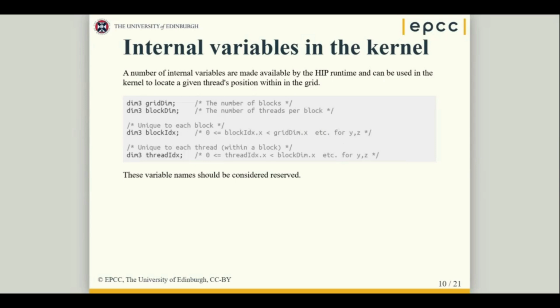So as I was saying, we have different parameters that are available to identify the threads that we're executing on within the kernel. This is the device side code that's going to be run on the GPU. So these names should be considered reserved, as in you shouldn't be trying to use them unless for their intended purposes.